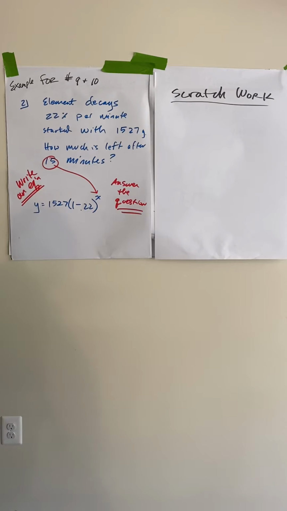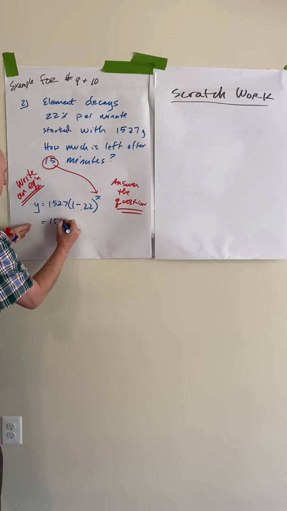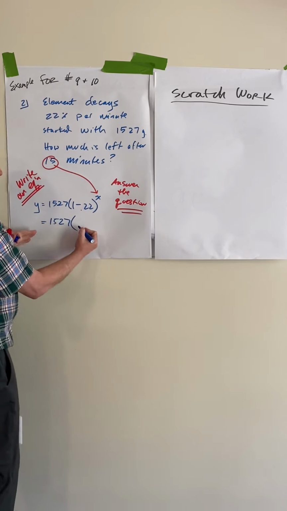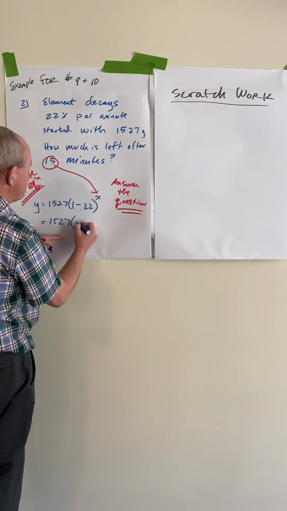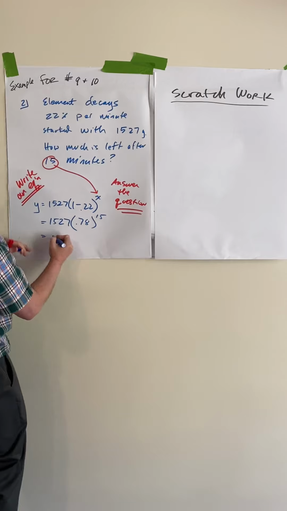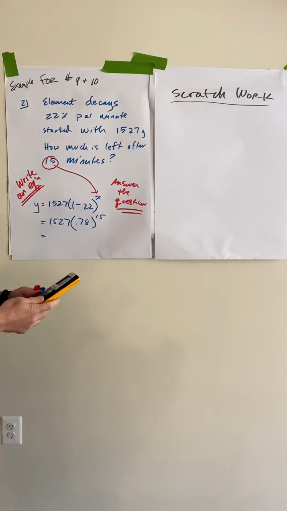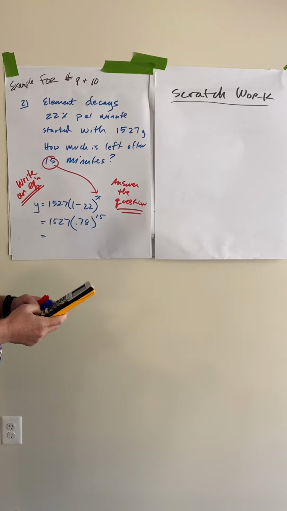X goes right in there. 15 goes right in there for the X. And now we say Y equals 1,527 times, I'm going to do 1 minus 0.22, that's 0.78 raised to the 15th. Do that on the old calculator. And it's going to be a pretty small number, not a very big number.